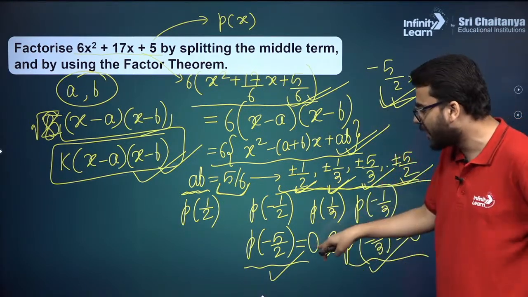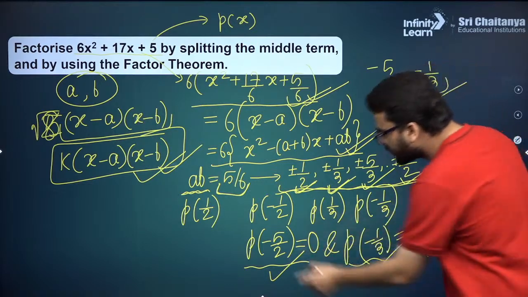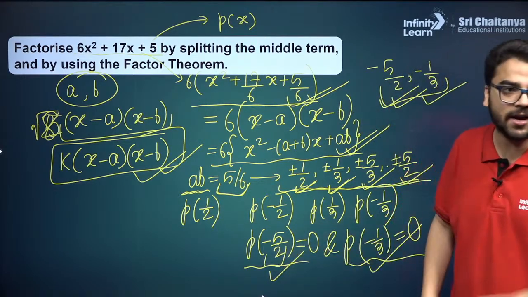So if p of minus 5 by 2 is 0, what will you say? That minus 5 by 2 is the 0 of that polynomial. Is it clear to every student?